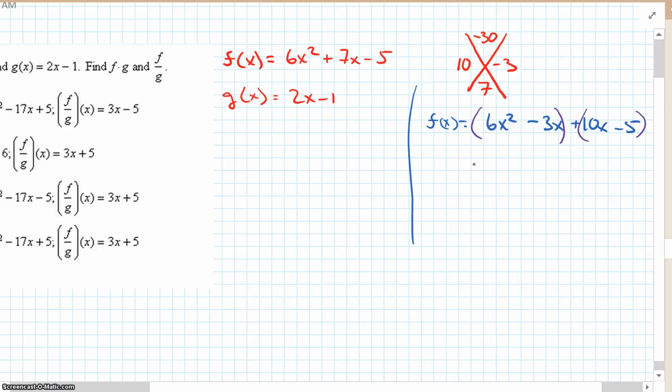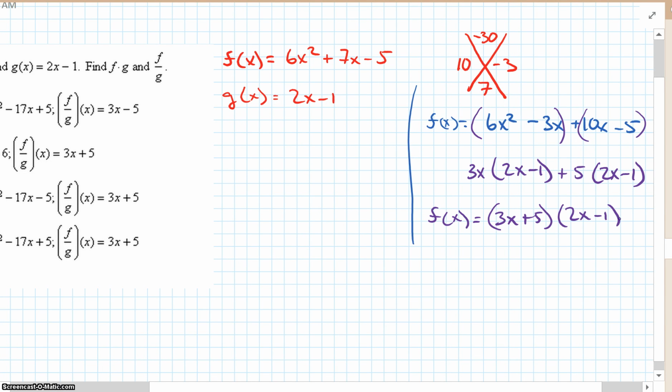So I can pull out a 3x, and I'm going to get 2x minus 1. I can pull out a 5 and get 2x minus 1. So I can rewrite the function of x as 3x plus 5 times 2x minus 1. Alright, so step 1. Now I have it factored in simplest form.